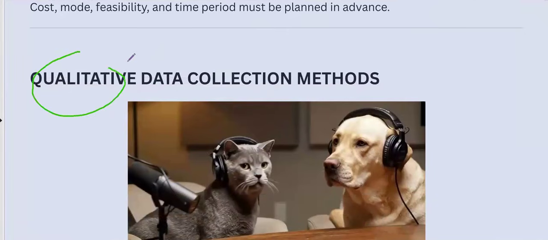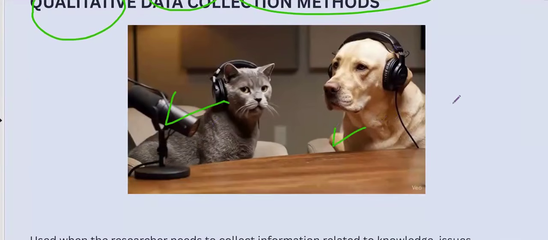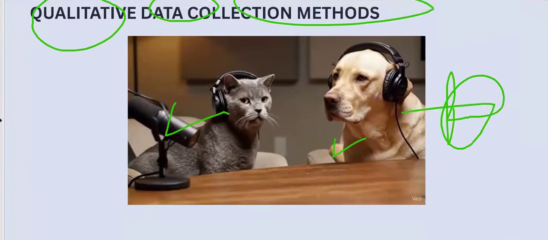Then in terms of qualitative data collection methods, you can see these two people are conducting a podcast. Podcast is a very popular method nowadays to know about your ideology or philosophy in great detail. You are discussing with someone for 2 hours, 3 hours, 4 hours. Now the hidden things will come out. They can't fake it for 2 hours, 3 hours. Something will come out.